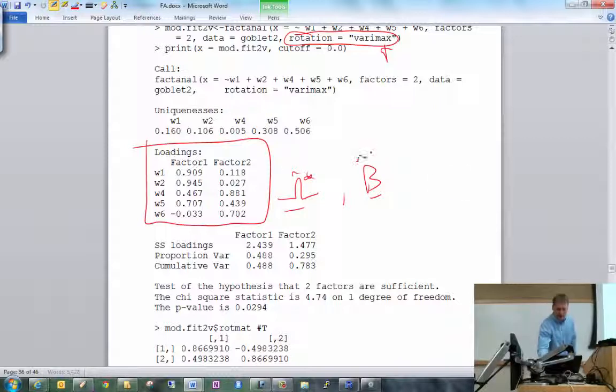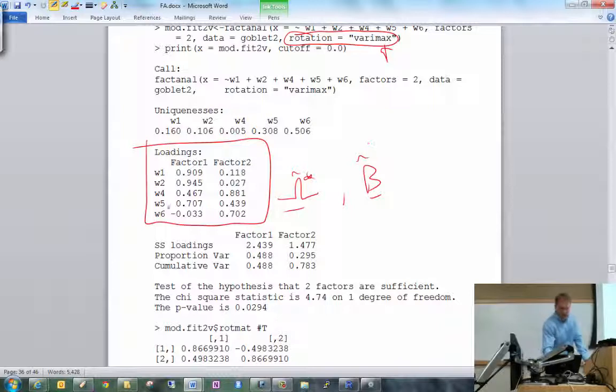Let's put a hat on top of the stuff. And so here's my new factor loading matrix, which will allow me to come up with a new interpretation of what my factor analysis model represents in comparison to what we had previously.